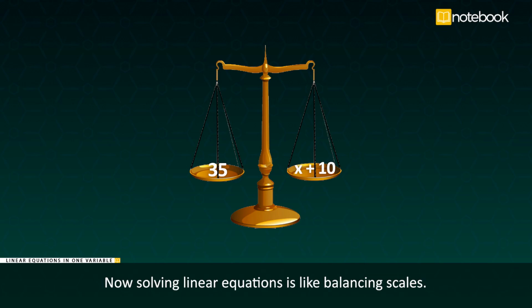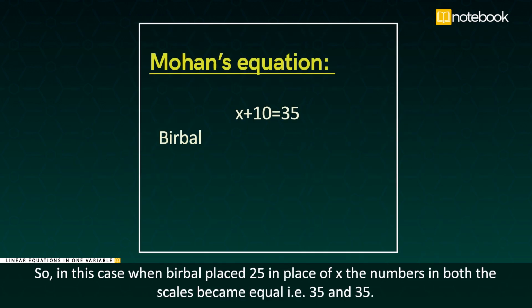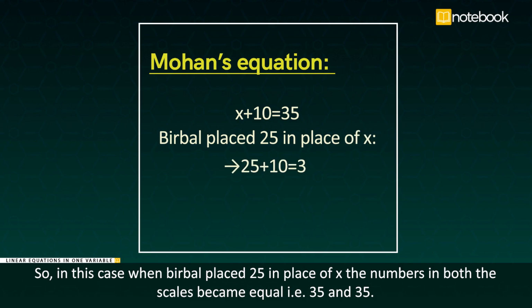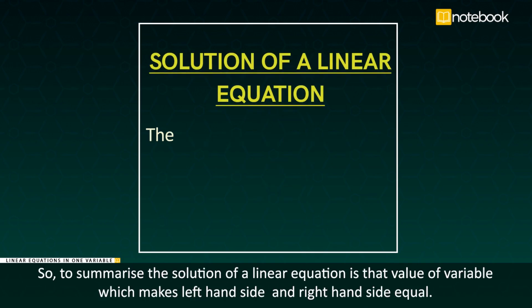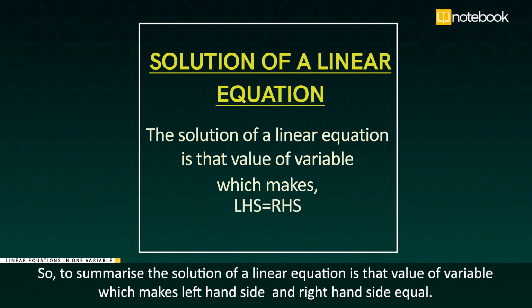Now, solving linear equations is like balancing scales. That is, the value of x, which will make both the scales equal, will be the solution of the given equation. So in this case, when Birbal placed 25 in place of x, the numbers in both the scales became equal, that is 35 and 35. So, to summarize, the solution of a linear equation is that value of the variable which makes the left-hand side and the right-hand side equal.